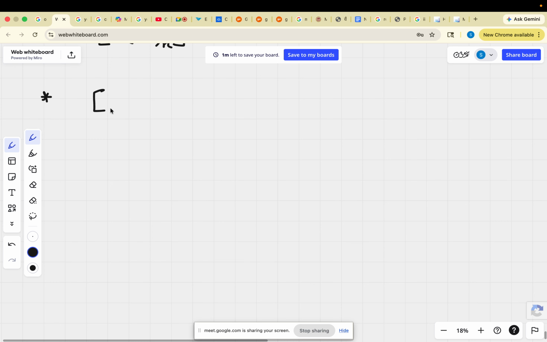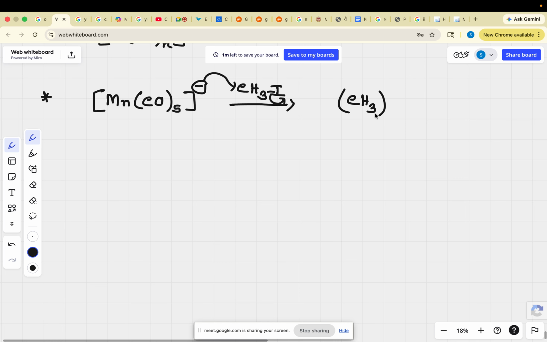Now suppose you have manganese with CO whole 5 and a negative charge. If I react this with methyl iodide, CH3I, what will happen? This negative charge will attack on the carbon center, and iodine will leave. So what will I get? I will get this thing: a CH3 group, then manganese and CO whole 5. This is the compound you have.